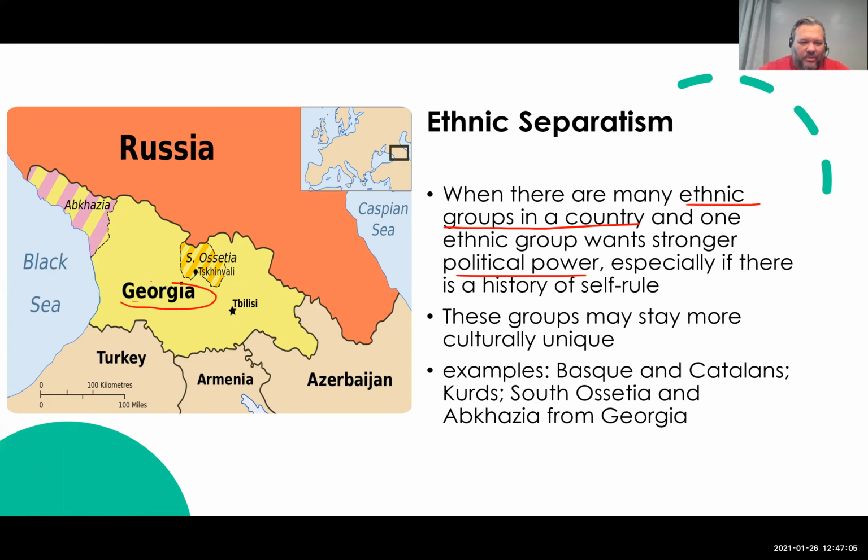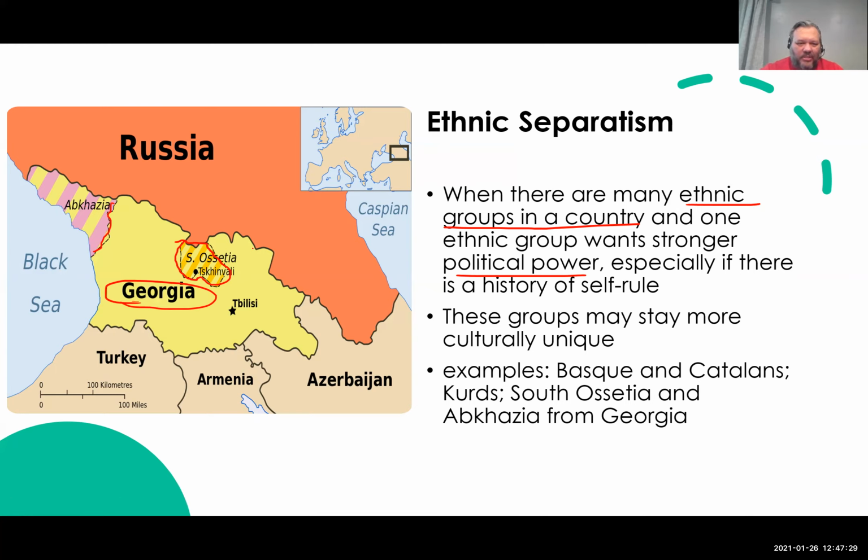This is the state of Georgia, not Georgia, but the state of Georgia over by Russia, the country. And so we have two different areas. South Ossetia, they are their own ethnic group, and then we have Abkhazia, which is here, and these groups have broken away from Georgia.